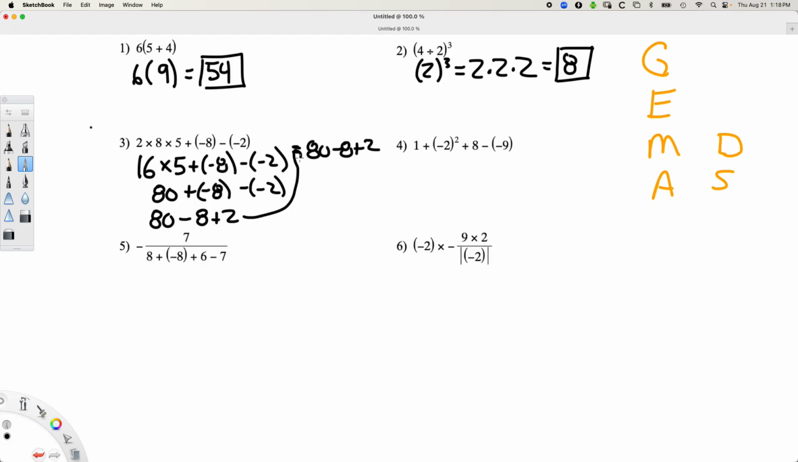Okay, so if I've got 80 minus 8 plus 2, I am just going to again go from left to right because these are all the same level here. This is addition and subtraction. So 80 minus 8 is 72 plus 2. 72 plus 2 is 74.